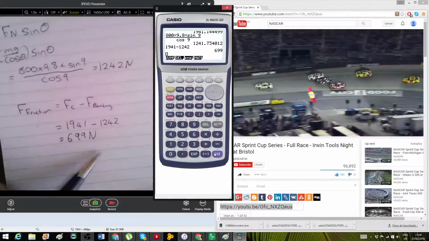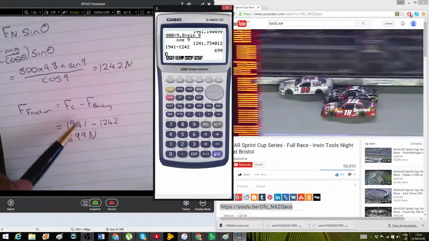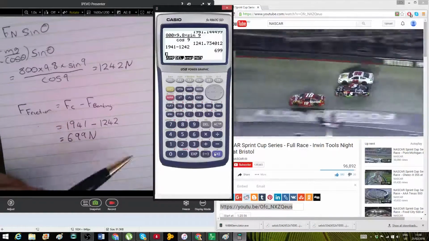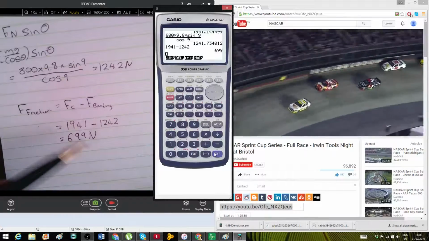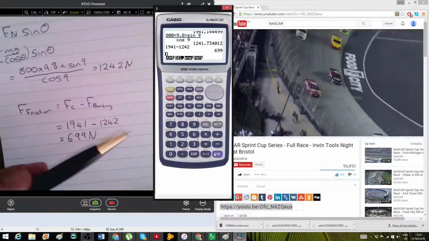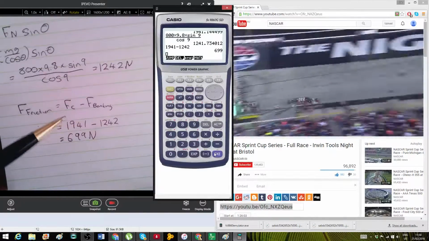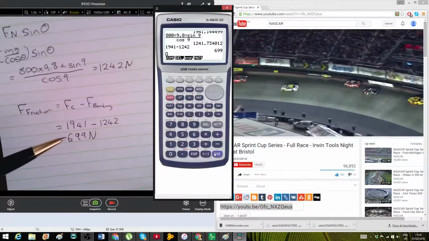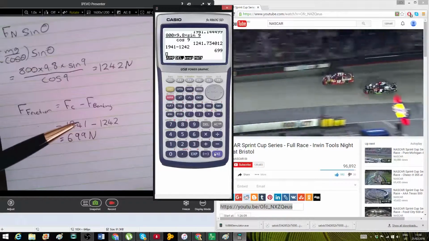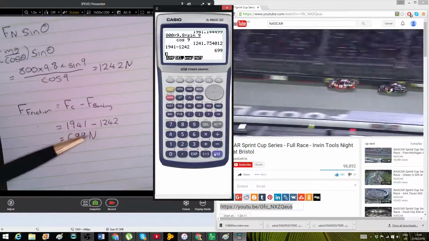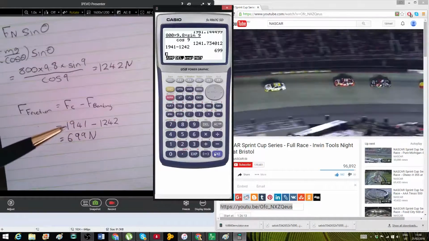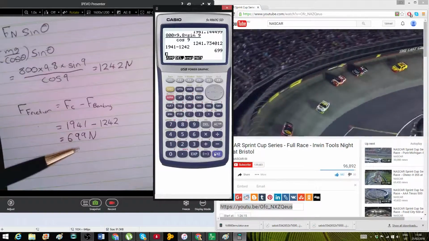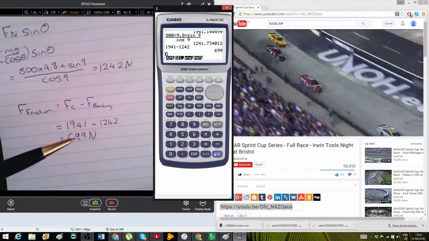So that's how much the tires need. But you can see, just by going a little bit over the optimal design speed, you still get a massive reduction in the amount of friction needed, because if you went that fast on a flat track, you would just need the centrifugal force. That's what your tires would have to do, 1,941. Now your tires just need 699 newtons.